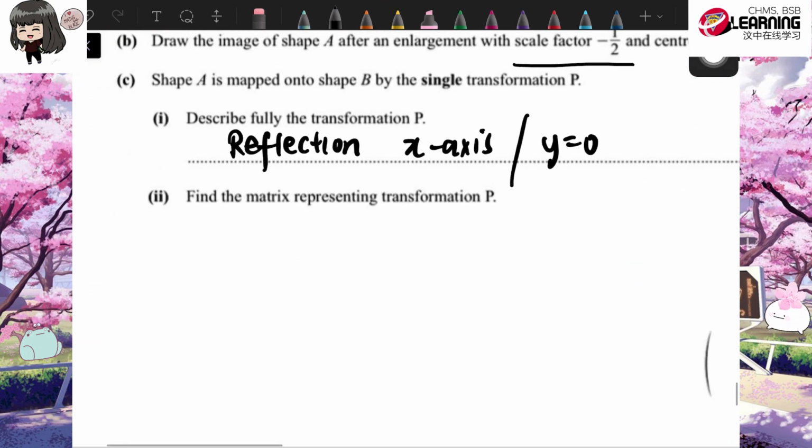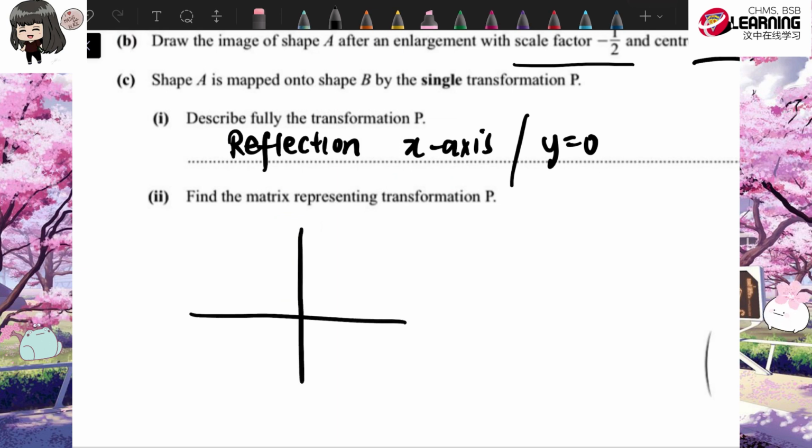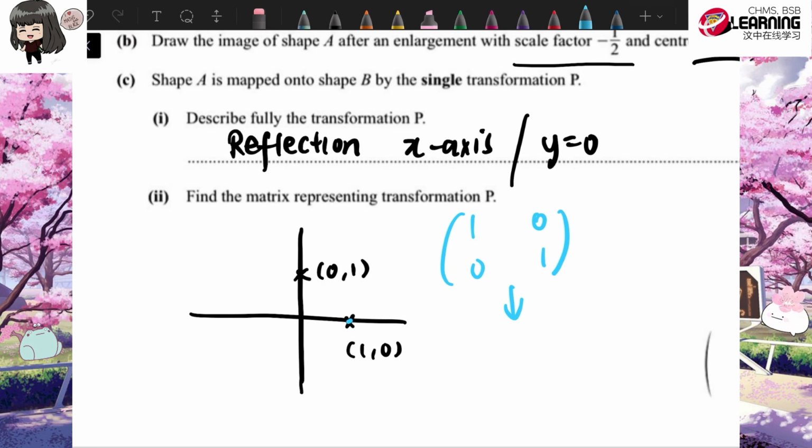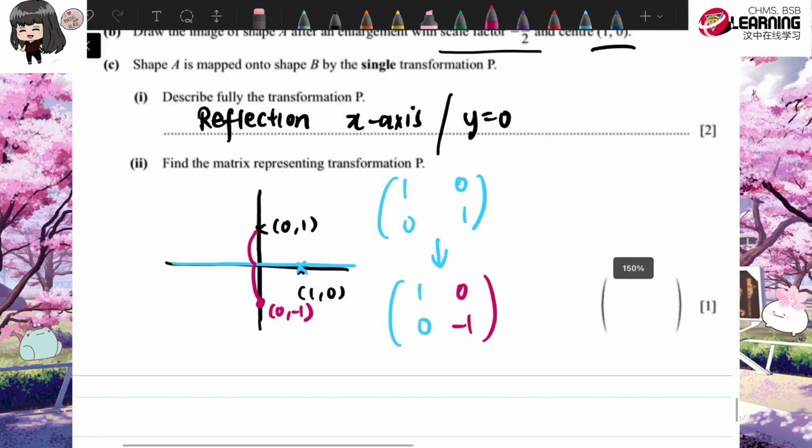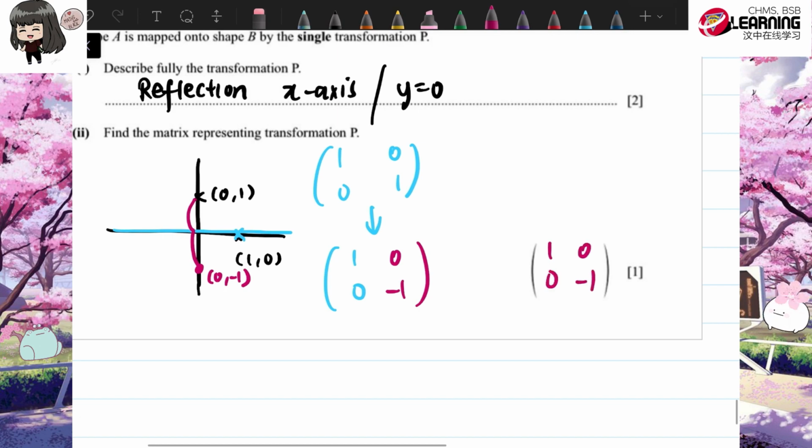Okay, find the matrix representing transformation P. So you need to write down the matrix that represents reflection in the x-axis. Let's say you cannot refer to the notes, right? So what you do is, always go back to the original 1001 and then you reflect these 2 points. 1001 will go to the reflection in the x-axis. This is your x-axis. 1, 0 will still be 1, 0. Okay, 1 here will go to here, reflect. It will become 0, -1. Okay, so your answer is 1, 0, 0, -1.